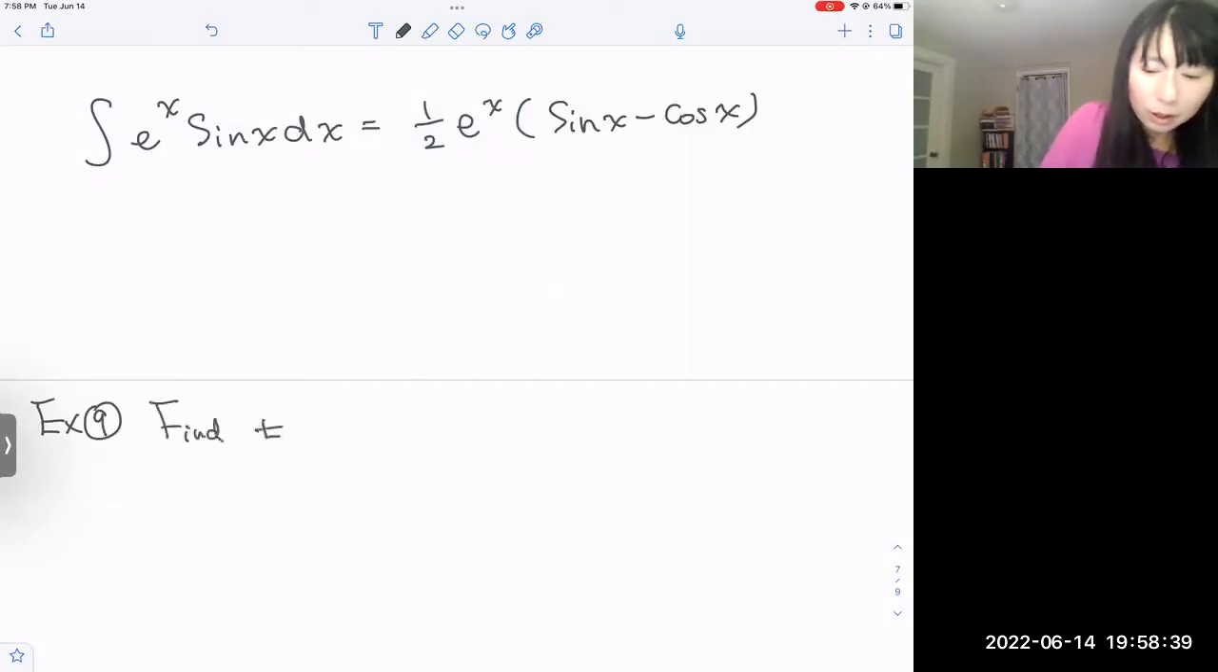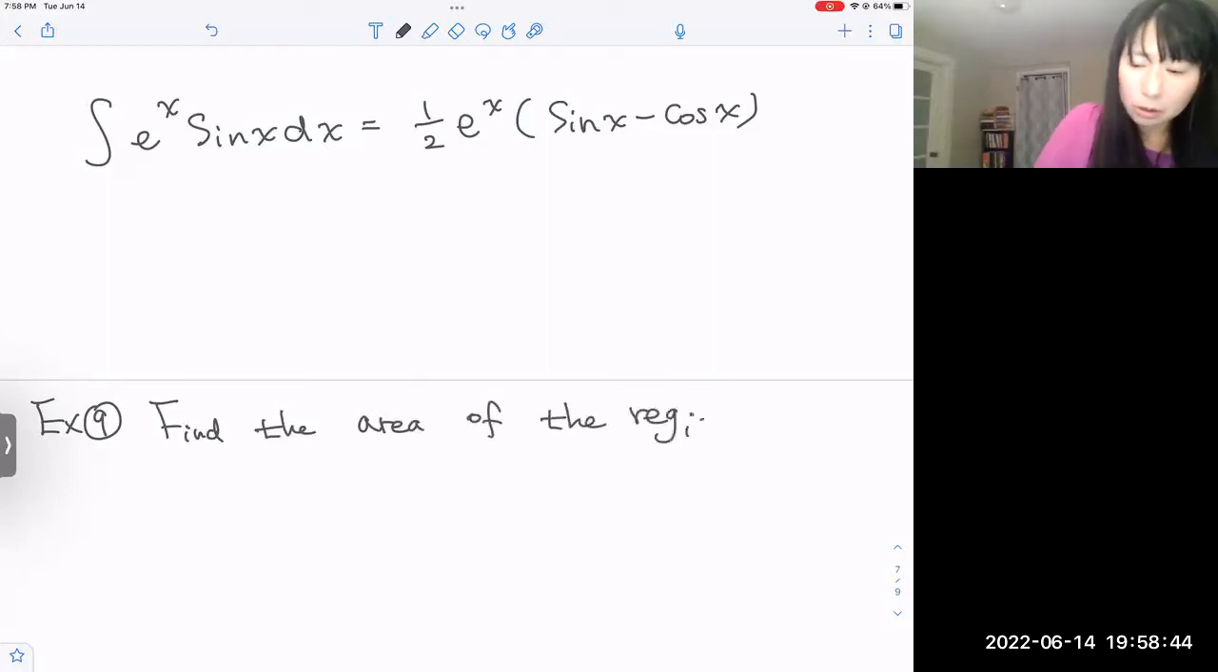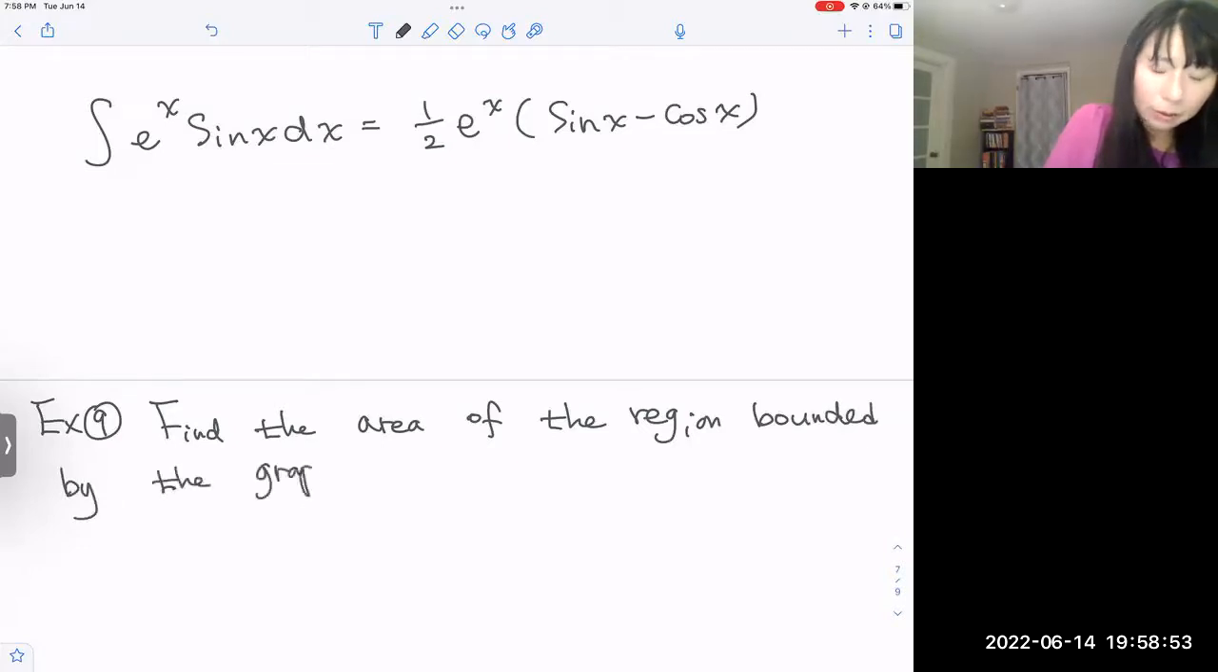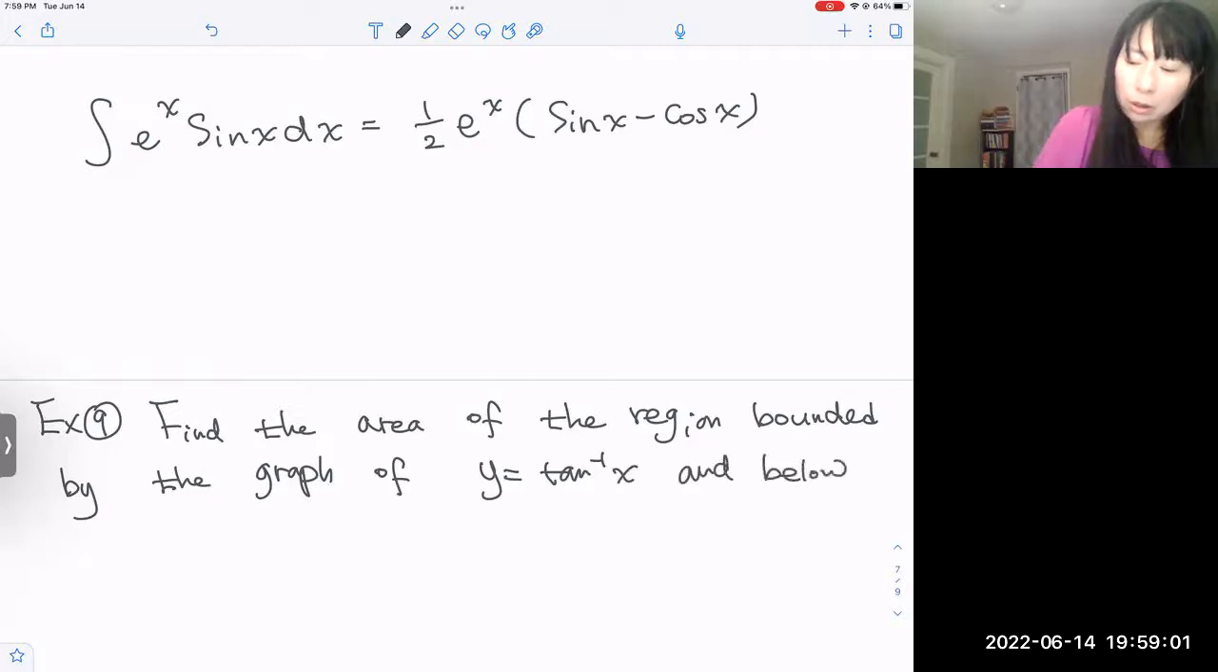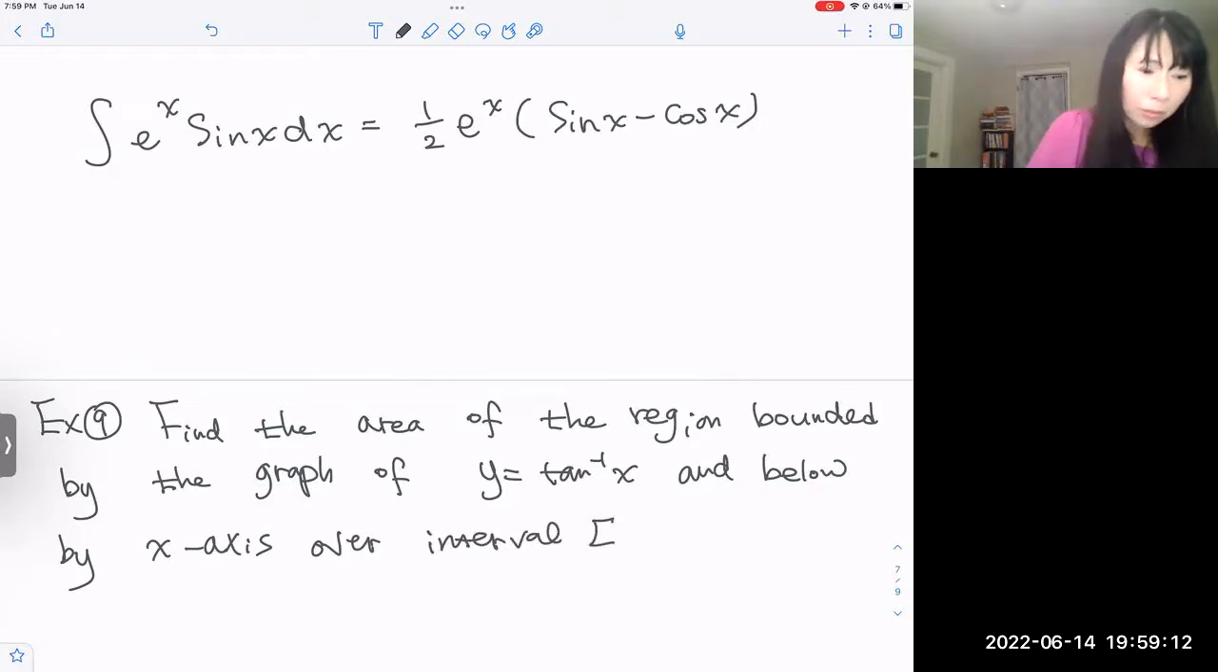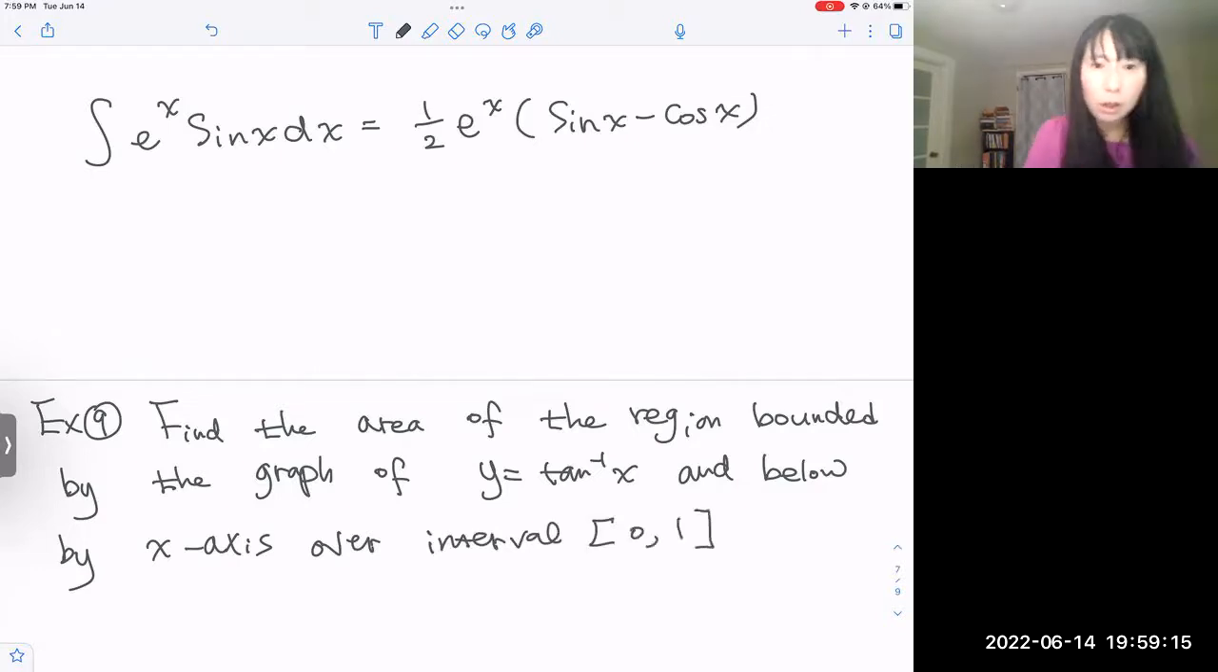Find the area of the region bounded by the graph of y equal to arctangent x and below by the x-axis over the interval 0, 1. Okay, hold on for the question.